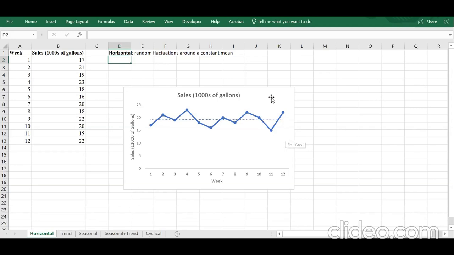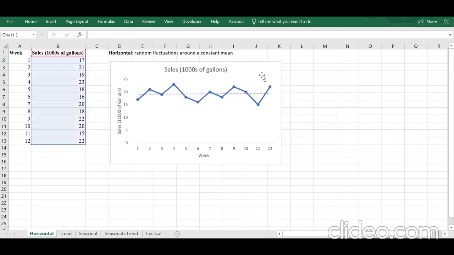So this is basically how we identify it. We just visualize it, look for trend. If there's no trend, our first guess is horizontal. Then we just need to make sure that fluctuations are random. They're not repeating themselves. If that is the case, then we can call it a horizontal pattern. All right.